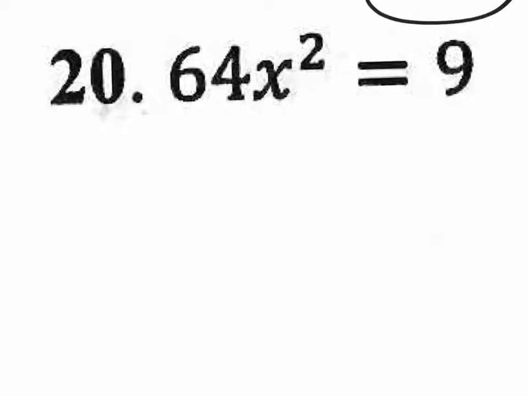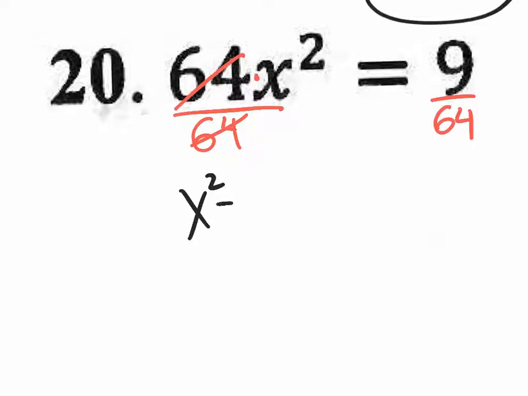So number 20, we want to get x by itself. So of course we don't want this multiplication of 64. You do the opposite, divide by 64, that'll cancel out. What you do to one side, you do to the other side. 9 divided by 64 cannot be done, and it can't even be reduced. So let me rewrite what I have. x squared equals 9 over 64.